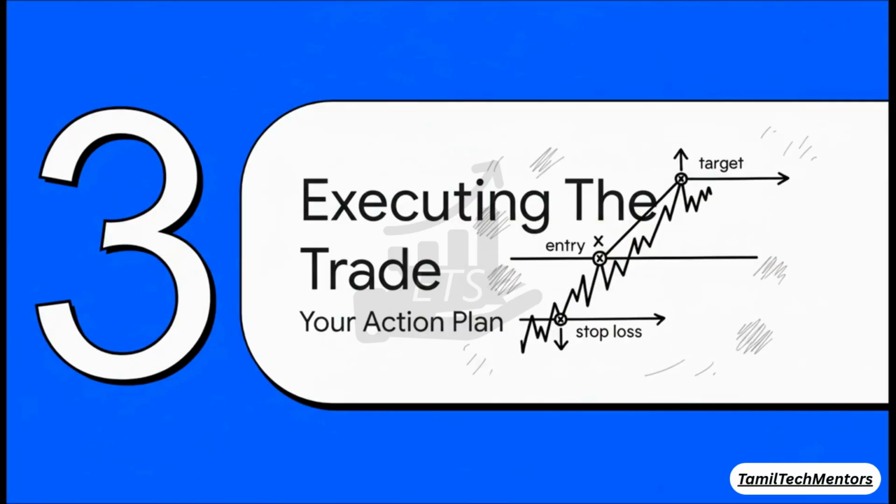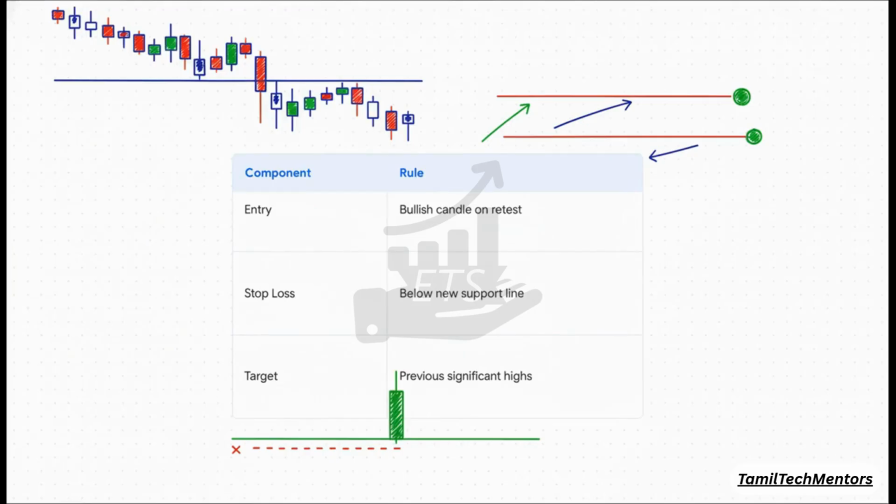Okay, so we found a valid trend line with 3 touches, and we've seen the breakout. Now it's go time. Let's talk about the action plan. How do we actually execute this trade with a precise entry, a smart stop loss, and a clear target? Here's the entire game plan, laid out nice and simple. For our entry, we're looking for a specific bullish candle right on that new support line. Our stop loss goes just below that new support. Why? Because if the price breaks back below it, our whole idea is wrong, and we want to get out with a tiny loss. And for our profit target, we aim for the previous major highs. Those are logical spots where sellers showed up before, so they're great places to think about taking some profit.